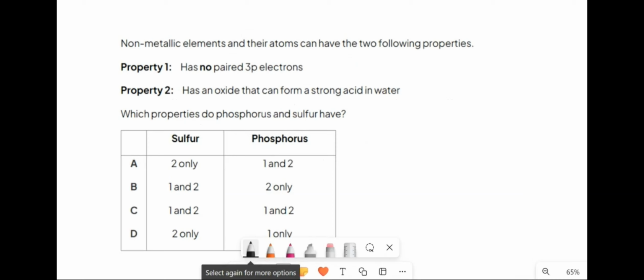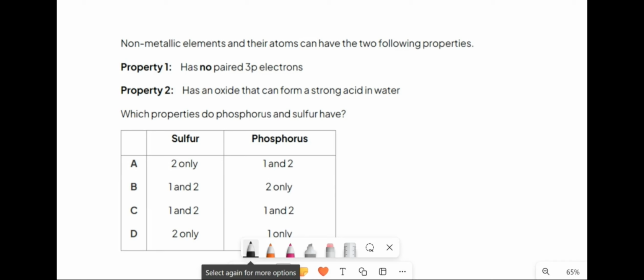Okay, let's look at the next question. Non-metallic elements and their atoms can have the two following properties. Property 1 has no paired 3p electrons. Property 2 has an oxide that can form a strong acid in water. Which properties do phosphorus and sulfur have?